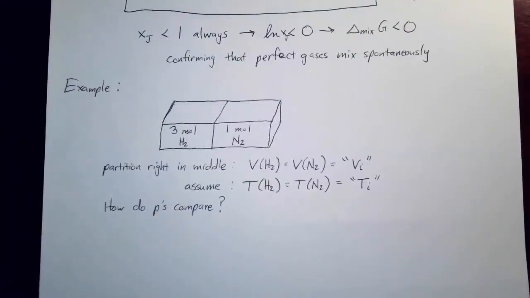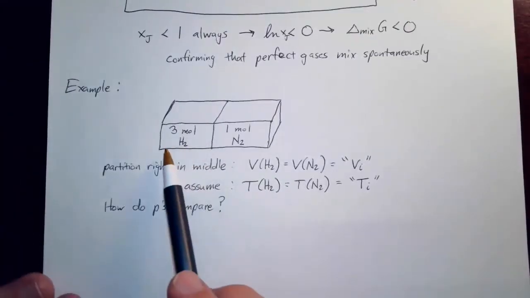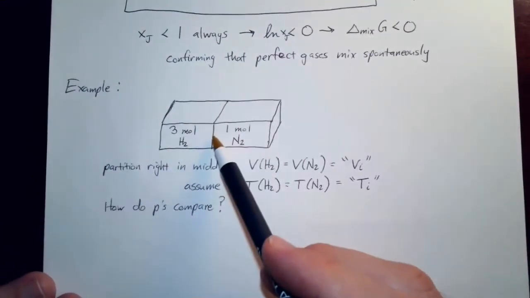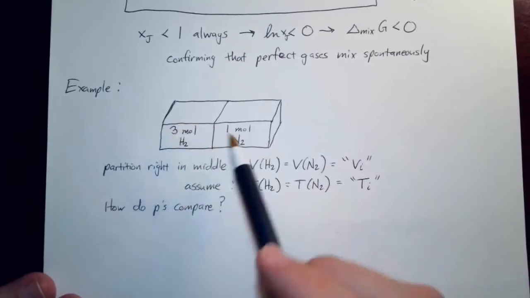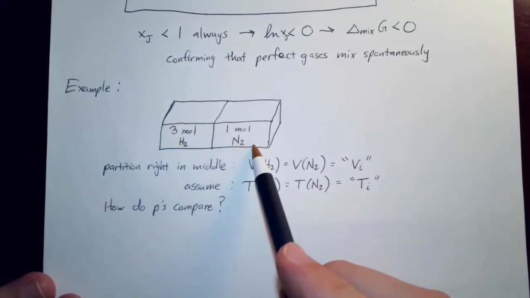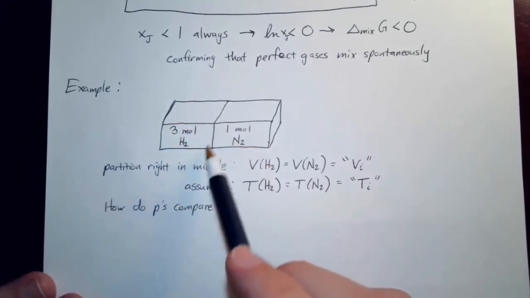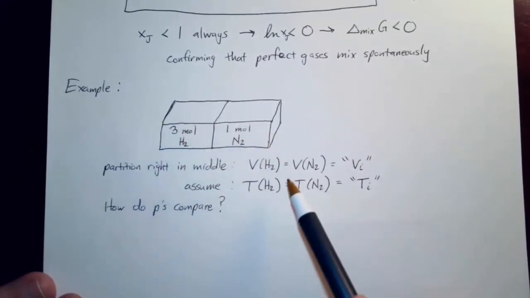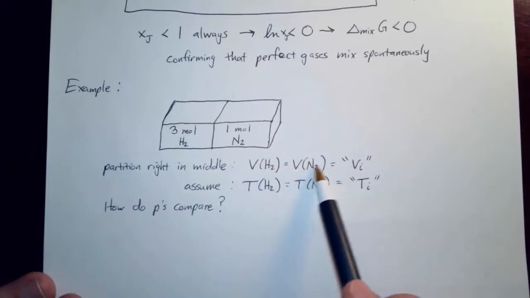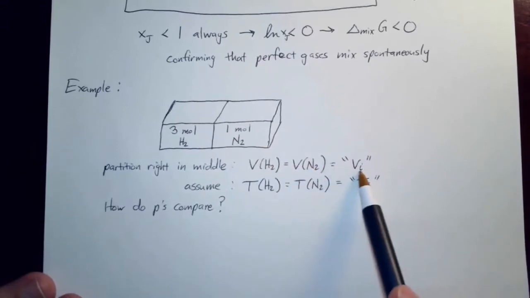Okay, so let's do an example. Let's say I have a box that has a partition in the middle, and on one side 3 moles of H2 gas, and on the other side 1 mole of N2 gas. If the partition's right in the middle, then I know that the volume of each gas is the same to begin with. So the H2 and N2 have the same volume. I'm going to call that the initial volume.